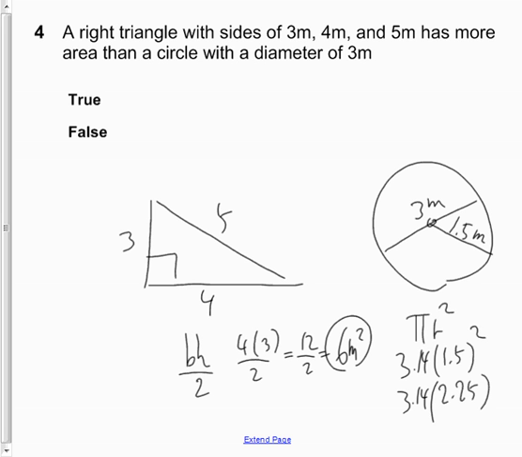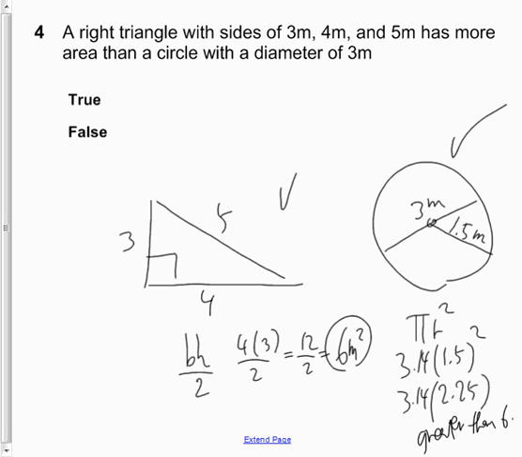So even if you underestimate it and use 3 as pi, we know that 3 times 2.25 is going to be greater than 6. So without even doing the product of those two, we could just put greater than 6. I know that for sure. So therefore, the circle has more surface area than the triangle, which means the answer is false. The circle has more.